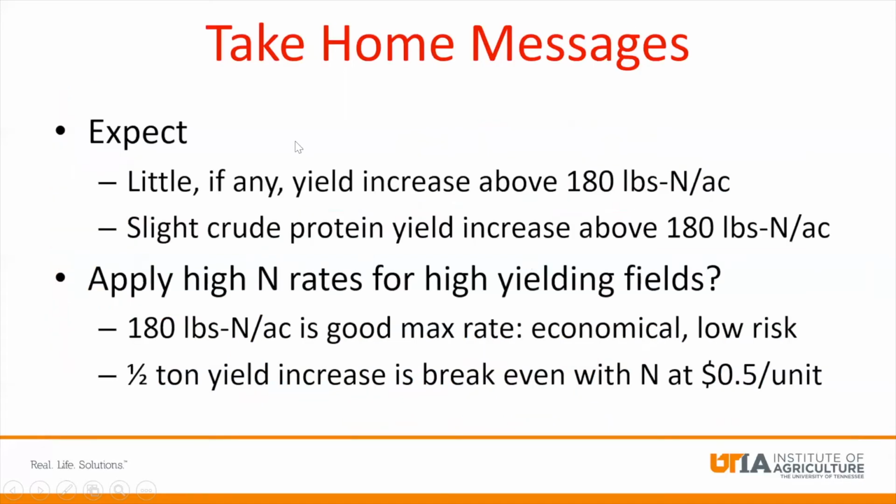The take-home messages. There's little, if any, yield increase above 180 pounds of nitrogen per acre. In any given year, it appears that you would have about a 1/3 chance of not improving yield at all. Perhaps in 1/2 or 2/3, you might get a modest increase in yield that may or may not be justified with increasing the nitrogen application rate above 180 pounds. There is a slight crude protein yield increase, and we're currently evaluating that to see if we can justify adding at least another tier of nitrogen recommendations. But we'll only do that if it's economical.